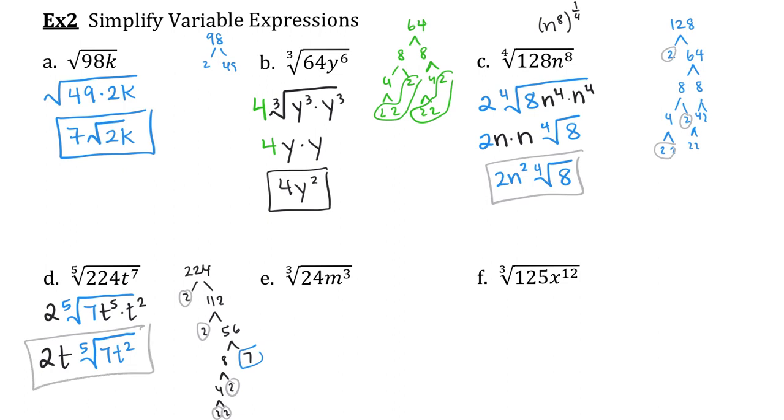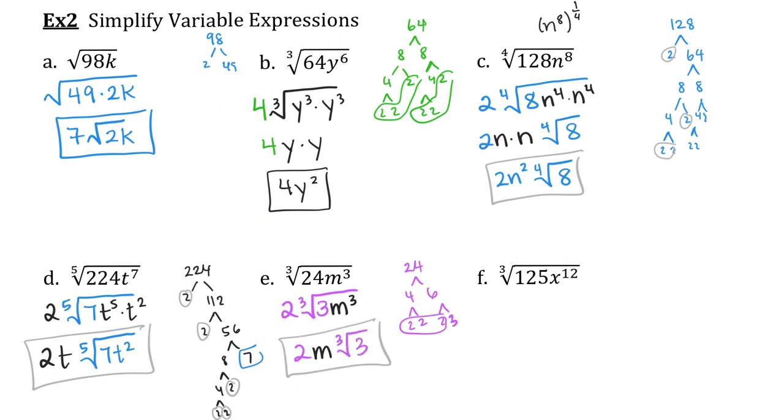Okay, let's try 24. 4, 6, 2, 2, 2, 3. No, 2, 3. We're doing a third root. So the third root of 8 is 2. The third root times 3. Okay, I didn't do the m to the third yet, although I guess I could have. The third root of m to the third is just m, so this is going to turn into 2m times the third root of 3. And I could have done that in one step if I had paid attention to my variables.